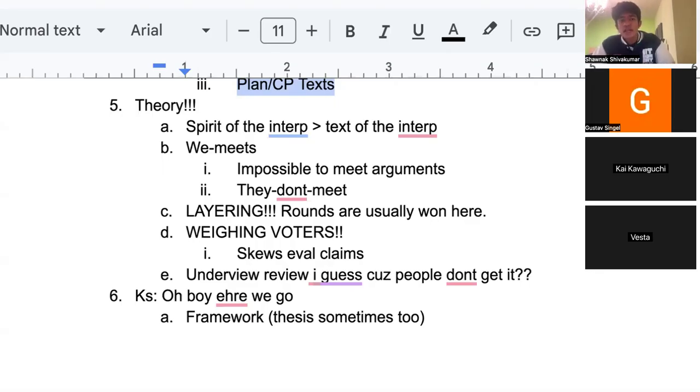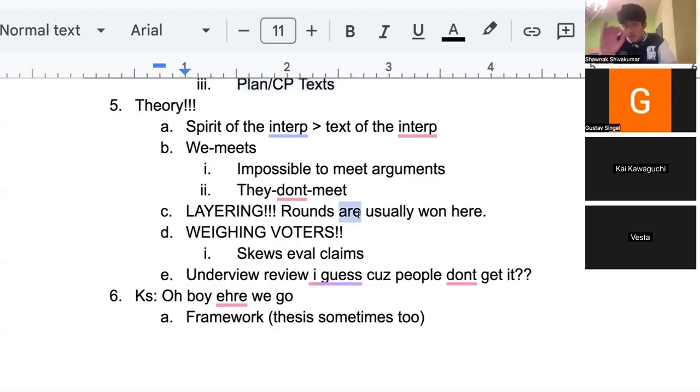We meets: there are different ways to we meet. Instead of saying we meet, you can also say that they don't meet. And because both teams violate, there's no offense on the shell. You can also say it's impossible to meet, like humans must fly before going to the debate round. Obviously you violate. Or you can say humans must give $10 billion to charity before entering the debate round. The standards: one, blah, blah, blah, solves all dehumanization, solves all poverty. And you say this is impossible to meet because I don't have $10 billion. So impossible to meet arguments are just saying it's impossible to not violate.